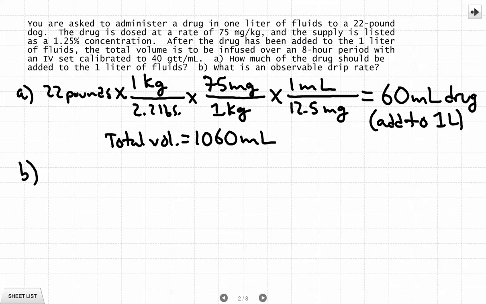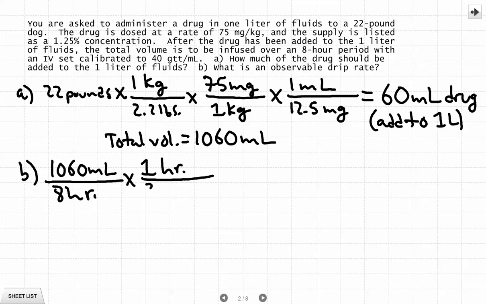So following on the previous video, we're going to take our total volume, 1,060 milliliters, which is going to be infused over an 8-hour period. And as we did before, the first thing I'm going to do is change hours into seconds, because we're going to find our unit rate of drops per second. And now multiply by the 40 drops per milliliter. So the hours cancel, the milliliters cancel, and we are left with drops over seconds.